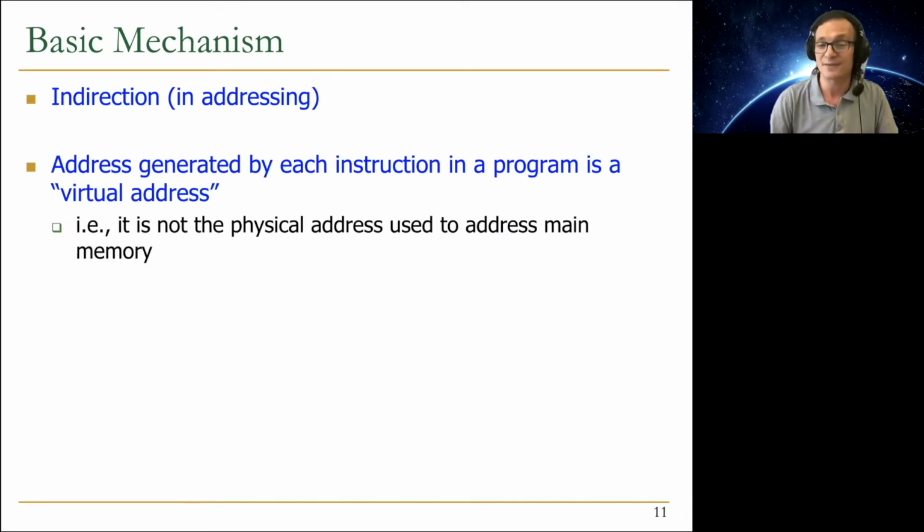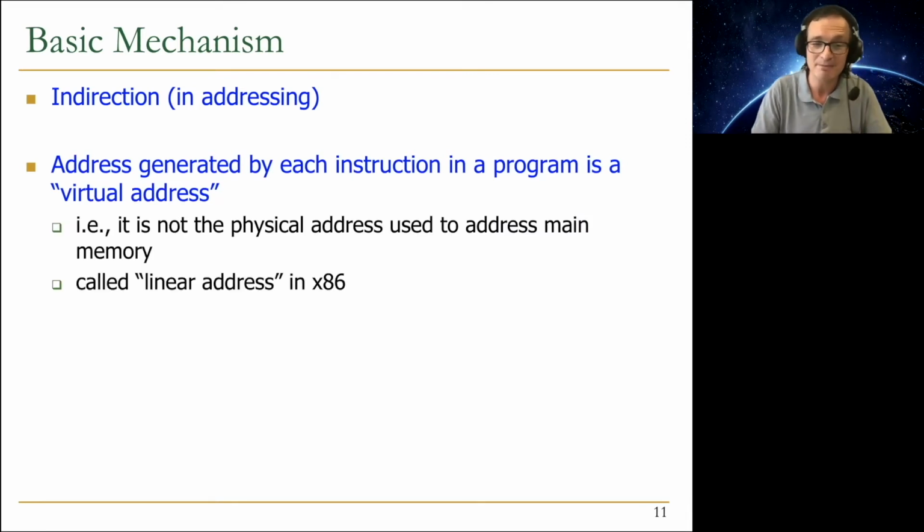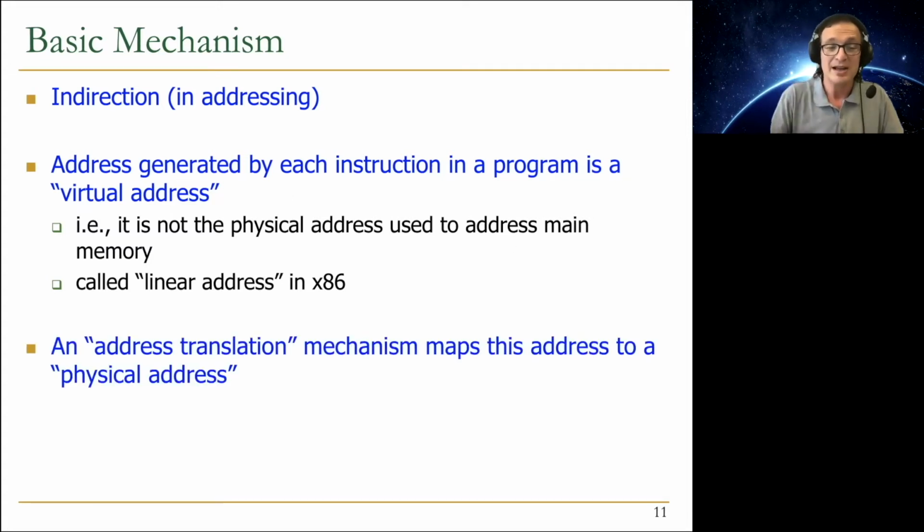In other words, it's not the physical address used to address main memory. This is also called the linear address in x86, basically. Virtual address is the linear address in x86. You will see some pictures of it later on. And then we will have an address translation mechanism that maps this virtual address to a physical address.